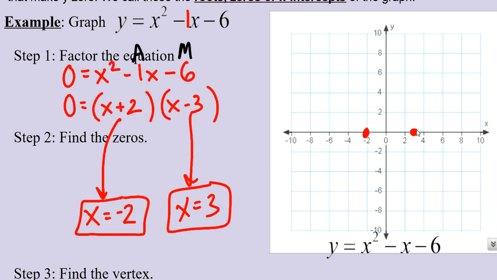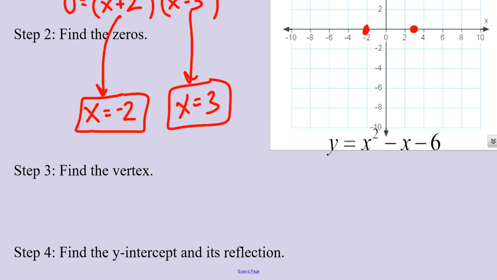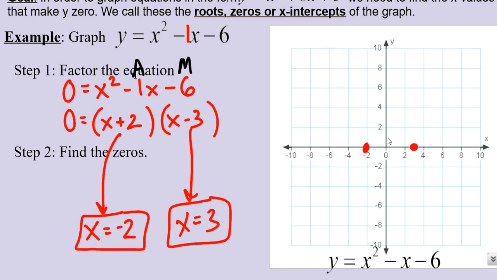Now the vertex is halfway in between. How do I find halfway in between? I average. So the vertex's x-coordinate is the average of the x-intercepts. When I add the tops together, I get 1, and 1 divided by 2 is a half. So my vertex's x-coordinate is 0.5. 1 is right here, so I'm right about there. That is where my axis of symmetry is. My axis of symmetry is x equals 0.5. That's where the middle fold line is going to be for my parabola.